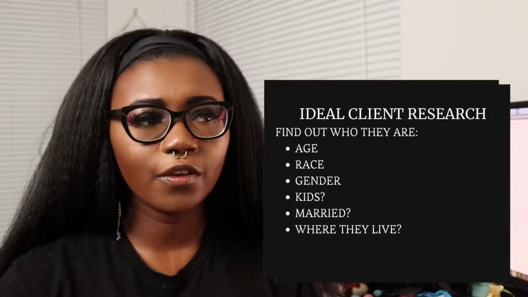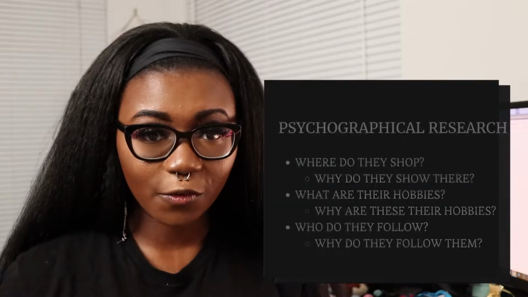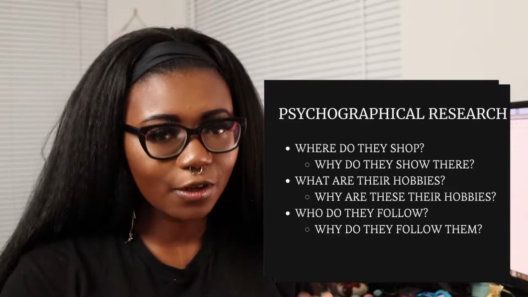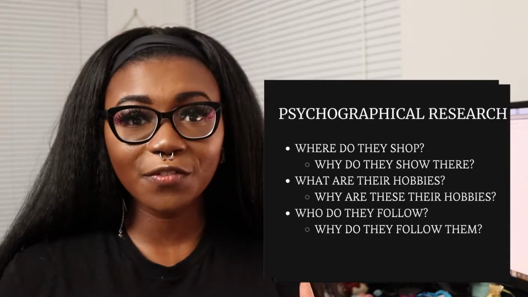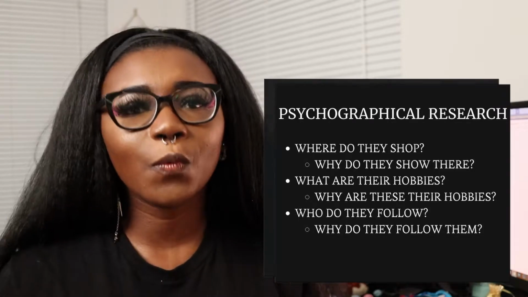Now, the research you're going to do on these people is you're going to find out who they are, where do they live, their age, race, gender, do they have kids, are they married, things like that. These are your demographical information. And then you're going to find your psychographical information on these people. You're going to figure out where do they shop, why do they shop there. You're going to figure out what are their hobbies, why are those their hobbies. You're going to figure out who do they follow on social media and why do they follow those people. The reason why you ask why is because this is going to be used in your marketing later.